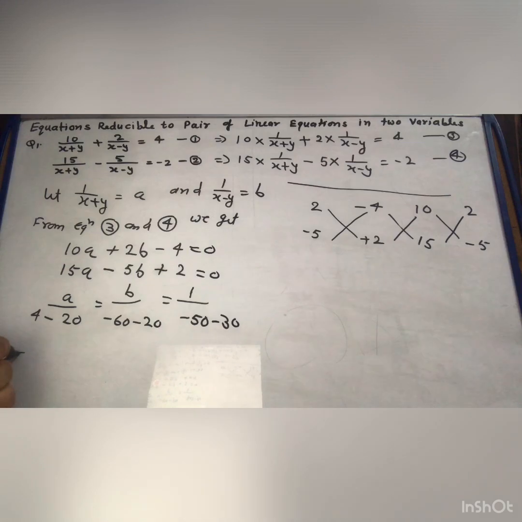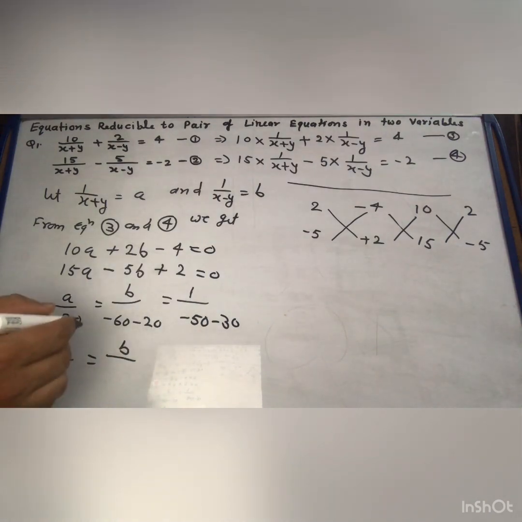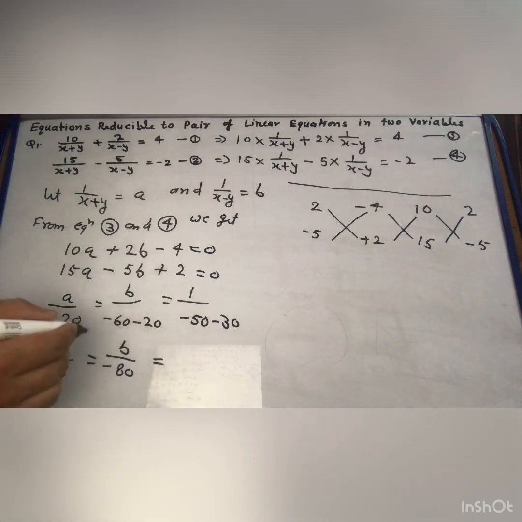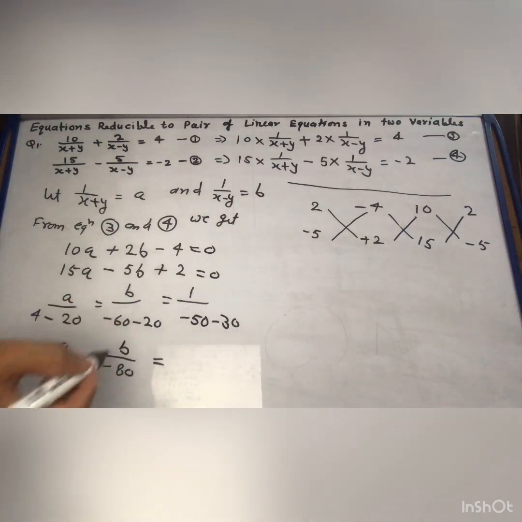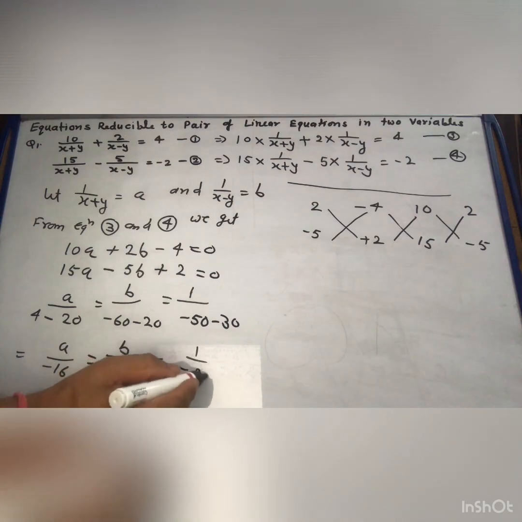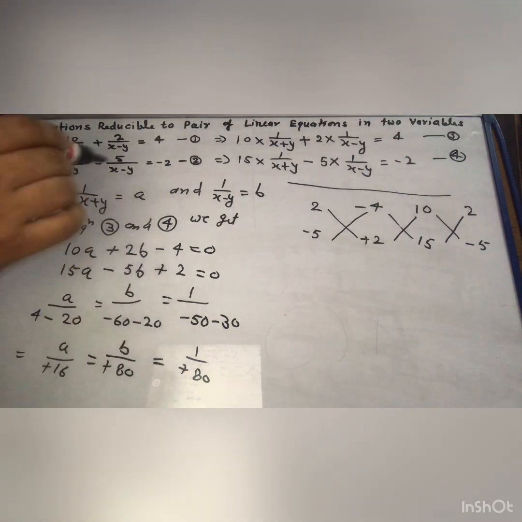Now on solving we will get a upon 20 minus 4, that is minus 16. And b upon 60 and 20 are both negative, so you will add and put the same sign, minus 80, and equal to, this is 50 and 30, once again you will get minus 80. Okay, you can cancel all the negative signs from all the third parts.